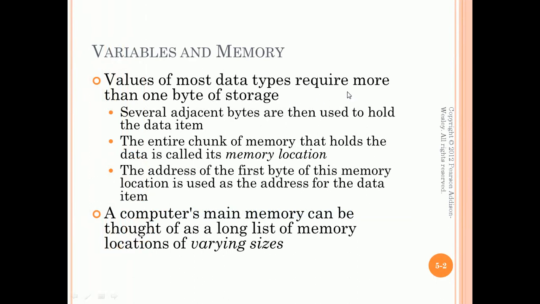Variables of most data types require more than 1 byte of storage and they are stored in memory. An entire chunk of memory is allocated to a variable, and that chunk of memory is called a memory location. Every memory location has an address, and you can consider RAM as a continuous location of memory addresses that contain data.